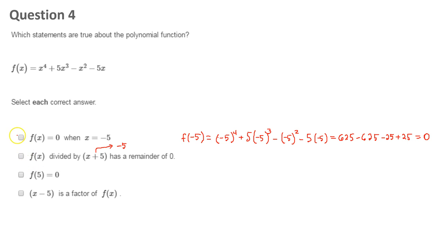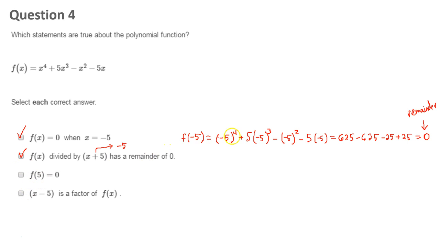So this is true. And remember, the second statement means the same: f of x divided by this term has a remainder of 0. So when we substitute negative 5, that opposite, into our function, we find the remainder. This actually is the remainder. And yes, indeed, the remainder is 0. So this one is true as well.